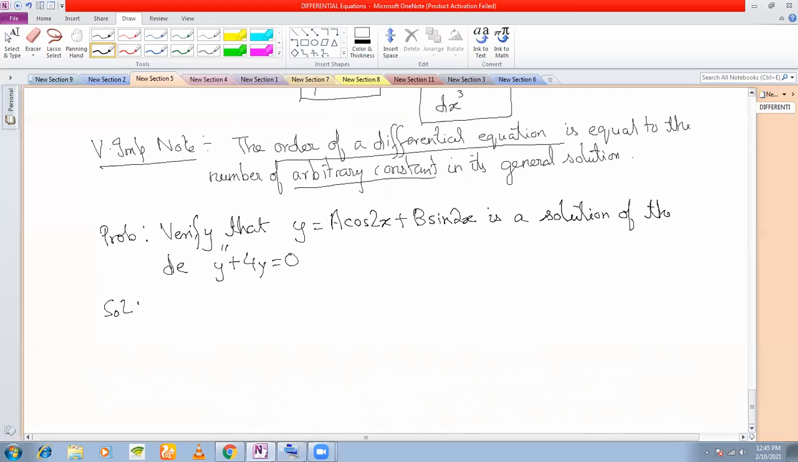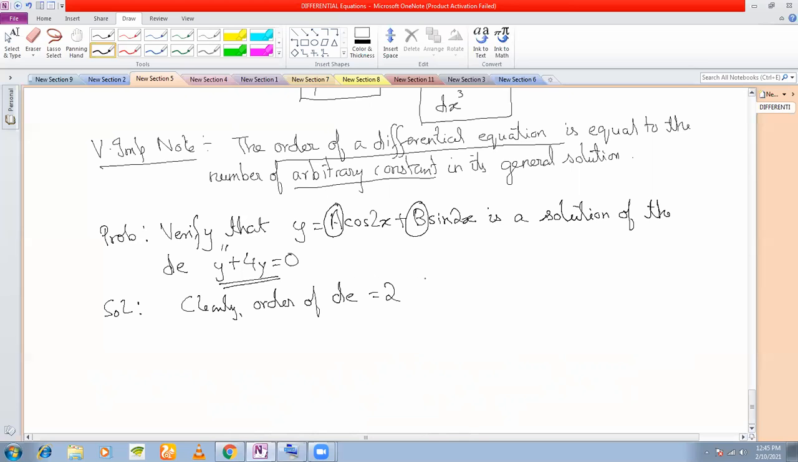Now, whenever you get this kind of a question, always tally, okay? See, what is the order of this differential equation? Order is 2. Order of the differential equation is 2. And how many arbitrary constants in the solution? There are 2 arbitrary constants, right? That means there is no problem with the solution.